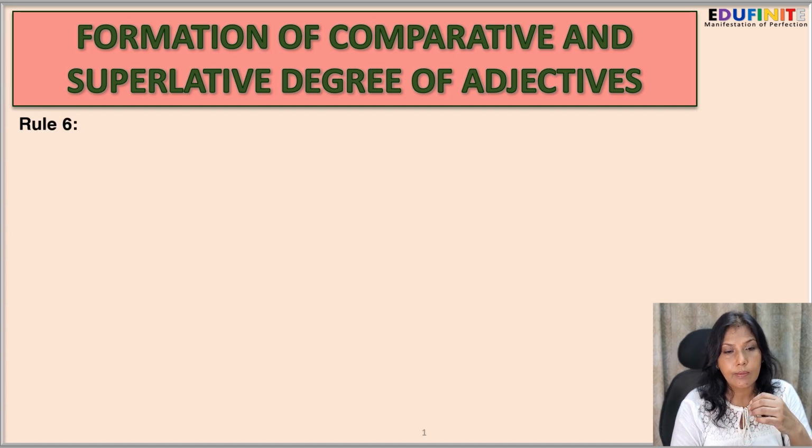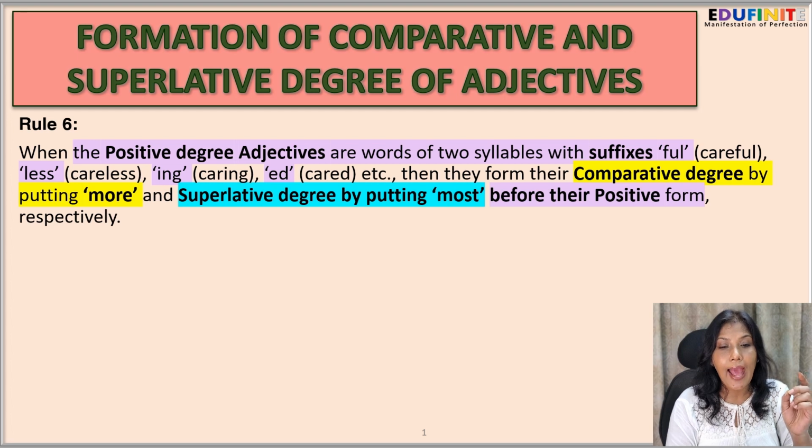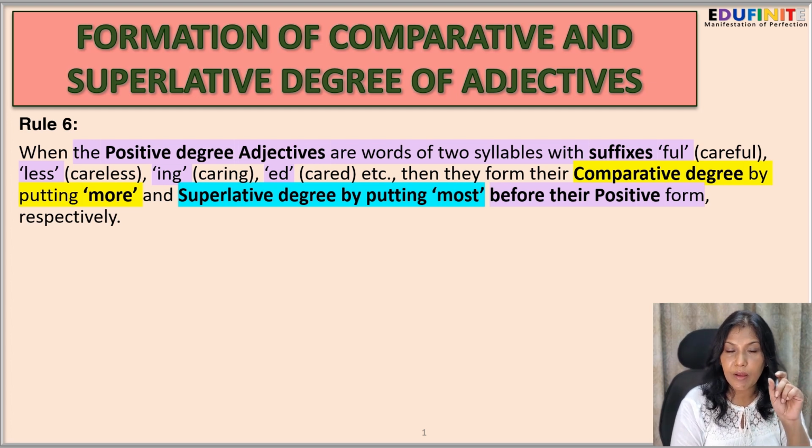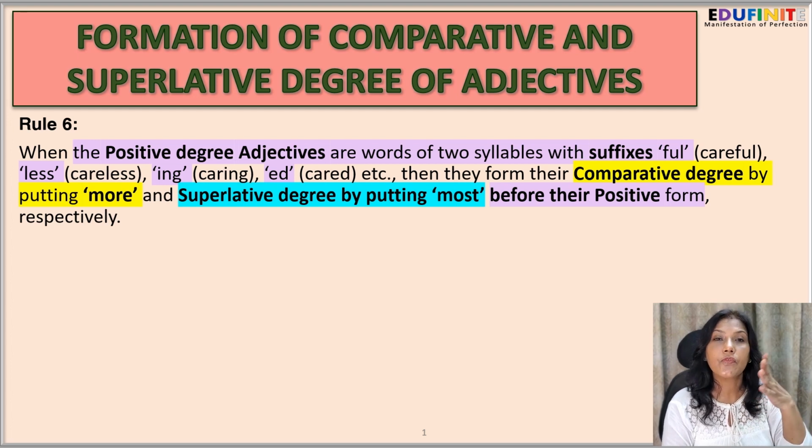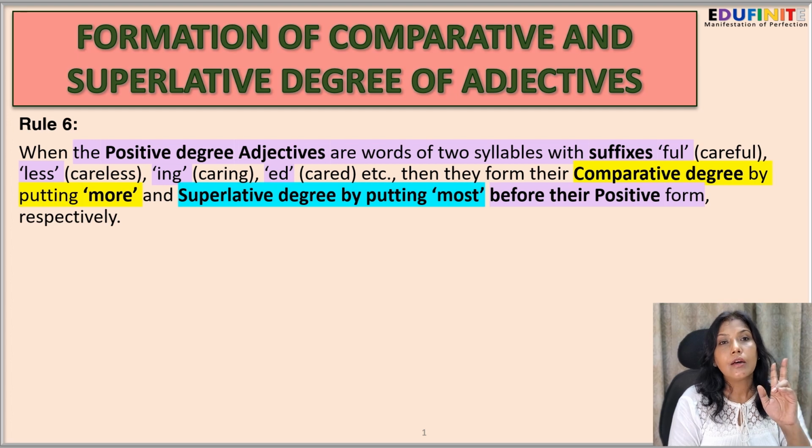Now, rule 6. When the positive degree adjectives are words of 2 syllables with suffixes like -ful, like careful, that means the ending will be full, or -less, careless, for example, -ing, caring, for example, -ed, that means cared, etc. Then they form their comparative degree by putting more and superlative degree by putting most before their positive form. So just as we did earlier about 2 or more syllables, forming comparative degree and superlative degree by putting more and most before them, similarly the same goes with these two.